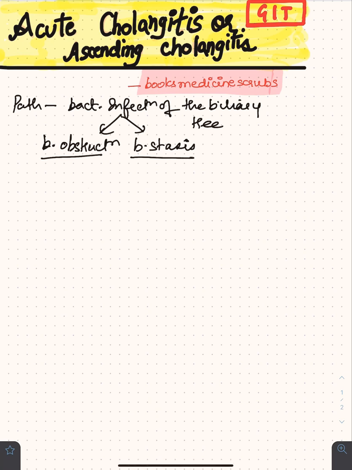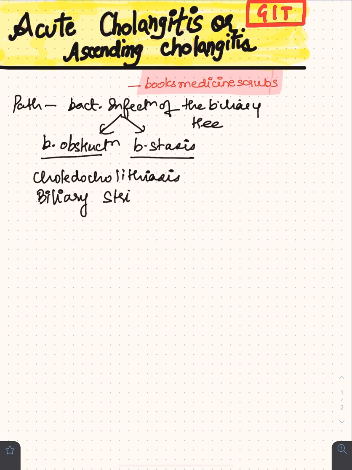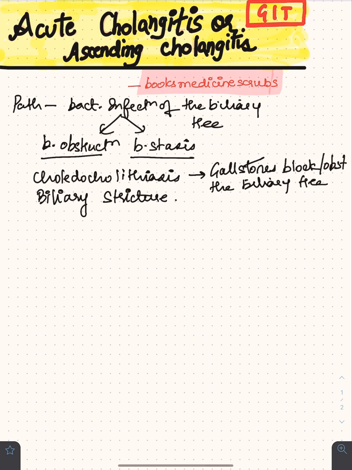Now, the biliary stasis or obstruction further happens because of mainly two clinical conditions, namely cholangitis and biliary stricture. So, what do you mean by cholangitis? It is defined as gallstones which block the biliary tree somewhere, block or obstruct the biliary tree. Whereas biliary strictures are defined as narrowing of the biliary tree in certain places. This would be a stricture. It's a narrowing.